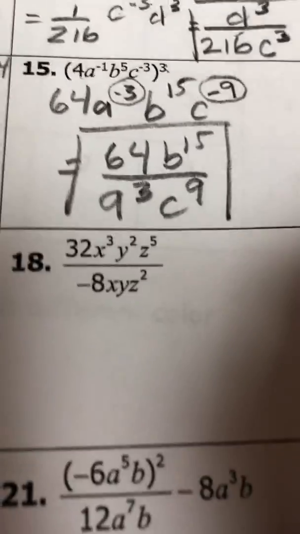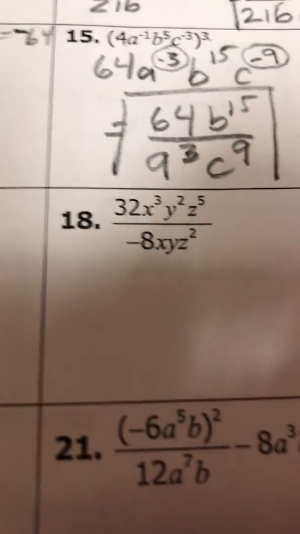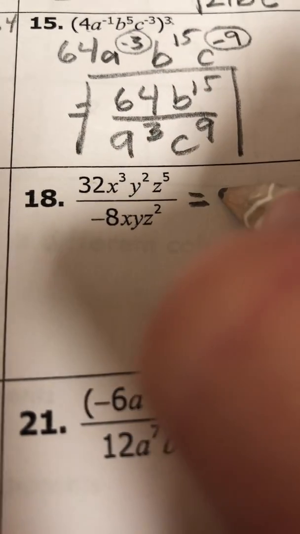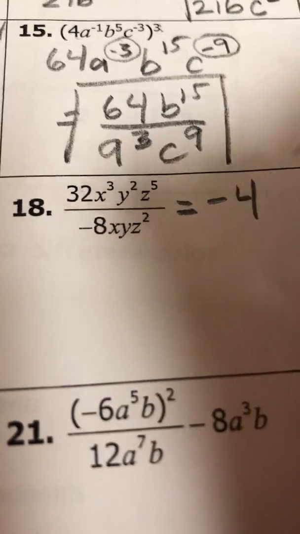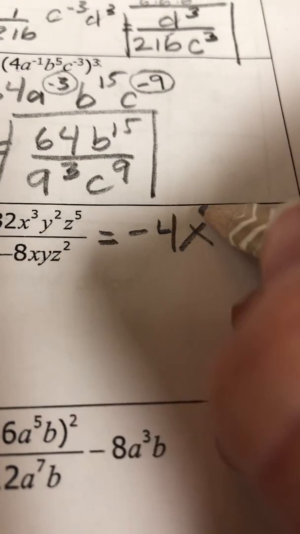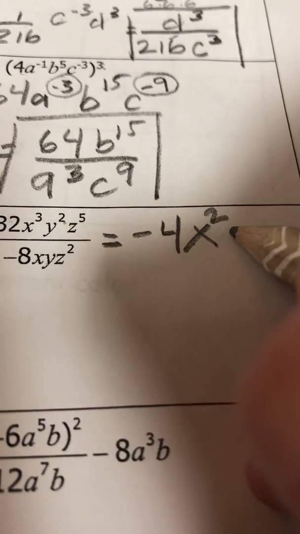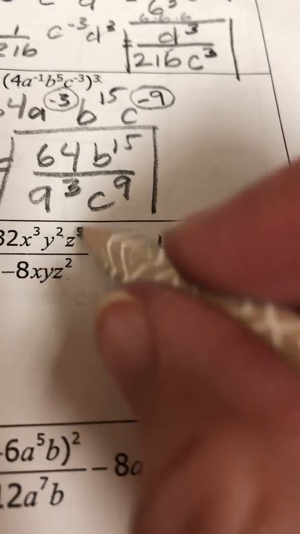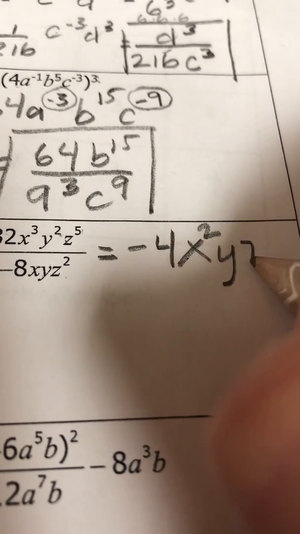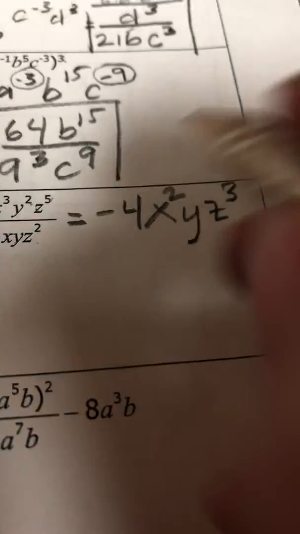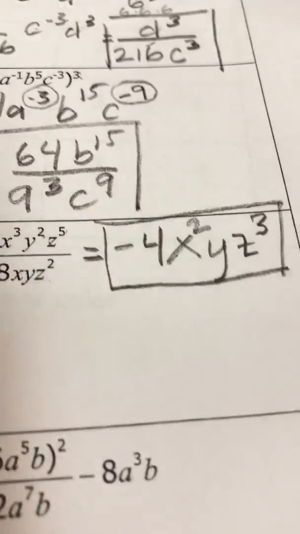Voila. Number 18, 32 divided by negative 8. Ooh, that's a neat one. 32 divided by negative 8 is negative 4. So that's a neat one. 3 minus 1 is 2. 2 minus 1 is 1. So y to the 1. 5 minus 2 is 3. Guess what? We're done. I was thinking we were going to do a little more with that one.